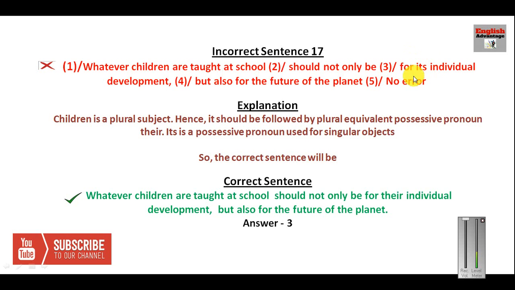Just see here, this is the wrong word here. We are talking about the children, and children is plural. So that is why we have to write here the equivalent possessive pronoun. And this word should be replaced with their, that is THEIR, because children is plural. So this is the erroneous part here. The answer will be 3.